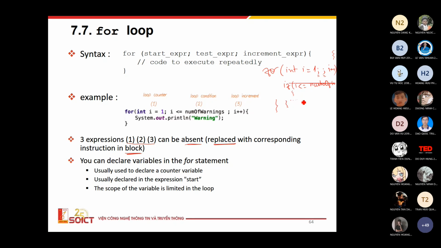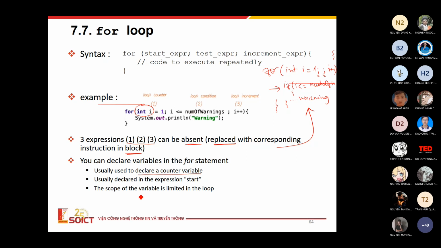You do something, warning, for example. Okay, so this is the way you can make some expression absent, and you replace it with the corresponding comment in the block. Okay. And you can declare a variable in the for loop. For example, here you see you declare i as an int, to declare the counter variable.